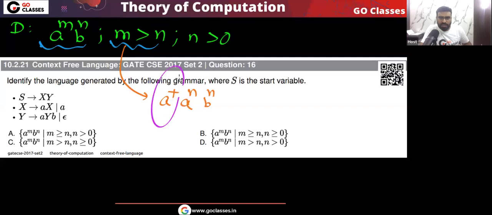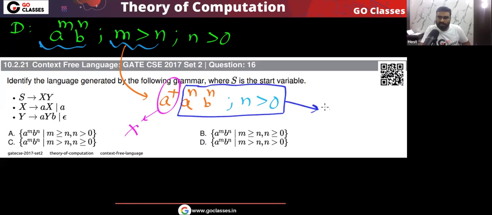Remember, the number of extra a's should be at least 1, so that is the reason. Now you can see n is greater than 0. Now it is very simple: this a^+ I can generate from variable X, and this a^n b^n with n greater than 0, I can generate from variable Y. So what changes should I make? This is already generating a^+, so there is no change here, but there is a change here, because I want a^n b^n with n greater than 0. So the change will be that at least ab should be generated. Correct? Yes or no? Now you can notice, if you take this grammar, then your answer will be option D.